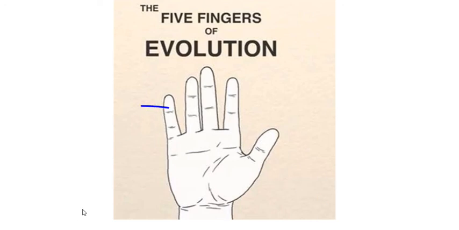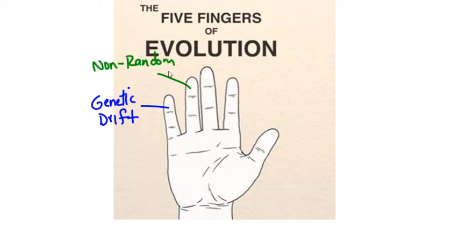Now the pinky finger, this is going to be genetic drift. So these are going to be different things that occur that make a population smaller, hence the small finger. The ring finger, typically put a wedding ring on your ring finger. So this is going to be non-random mating. So they choose their own mates.